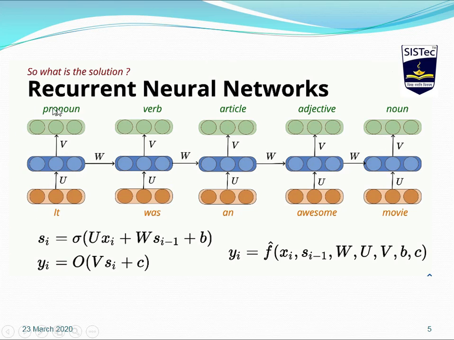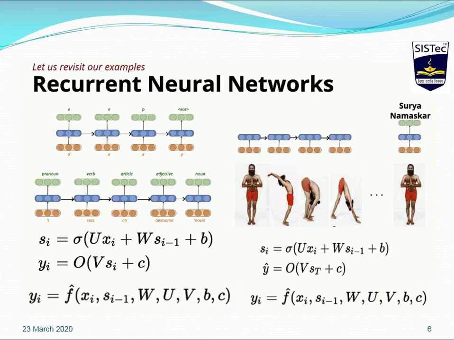So the output Y2 depends on input X2, weight U2, weight W, and the output of the S1 layer, which is multiplied by weight V, and at the end we get the output of the hidden output layer. Okay, so in the case of sequence classification, we have only one output at the end of the model.